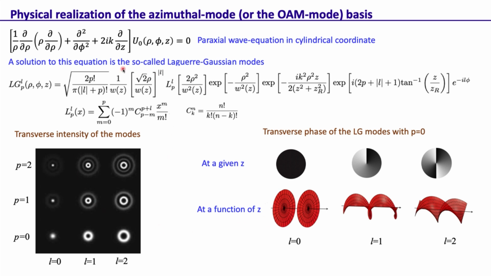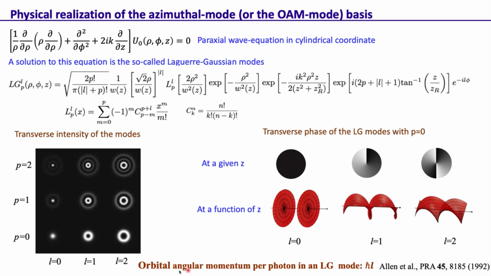Okay, so that's the solution for this paraxial wave equation. Here, one essential point is that we see this e to the minus i l phi term sitting here, and in fact this is the only phi dependence that this mode has. It depends on z here, there's a rho dependence over there, but the only phi dependence that these modes have is through e to the minus i l phi. And we know from this solution that this l is discrete, and it goes from minus infinity to infinity.